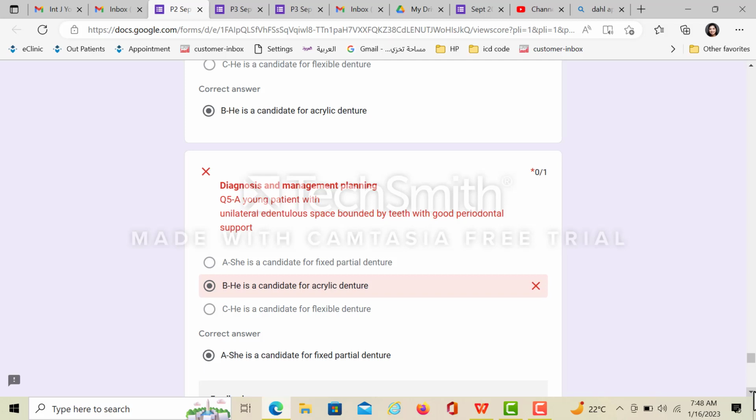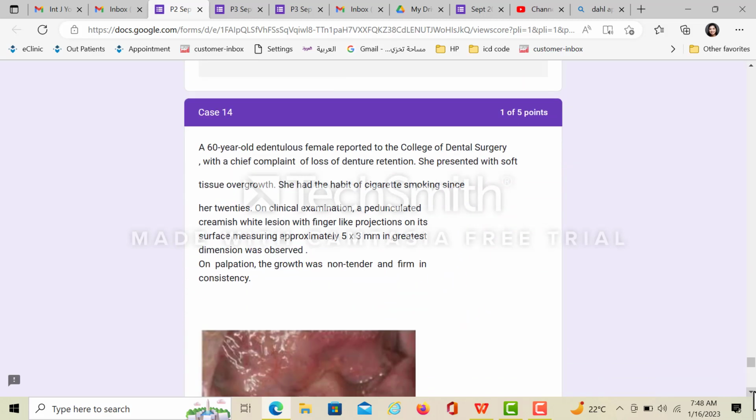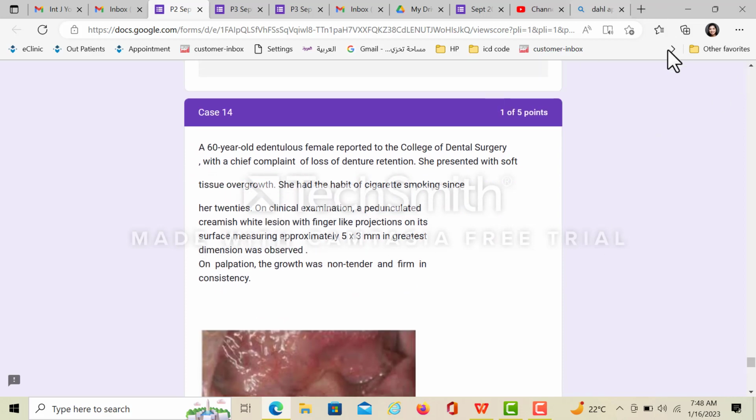So here, because the option of implant is not given, I'm going to go with fixed partial denture. That's a bridge. Why do you want to give a removable one? It's a young patient, so might as well give some fixed option. Implant would have been the ideal one, but the option is not given. If the option of implant was given, I would have chosen that. Understood? Now we move forward to case 14.